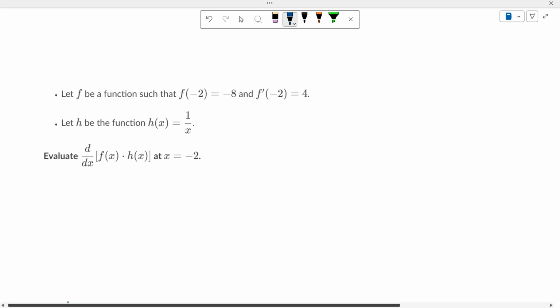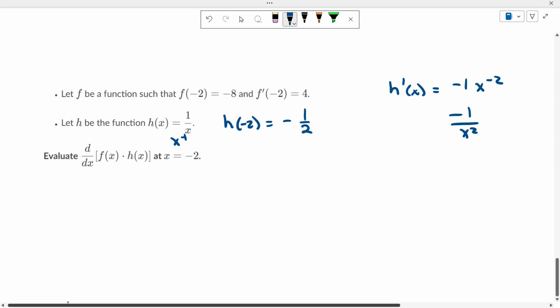So h of x is 1 over x. So h of negative 2 is negative 1/2, correct? If you put in a negative 2 there, you get negative 1/2. The first derivative of h of x is x to the negative first, so it would be negative 1 x to the negative second, or negative 1 over x squared. If you put in a negative 2 there, it'd be negative 1 over negative 2 squared, which is negative 1/4.